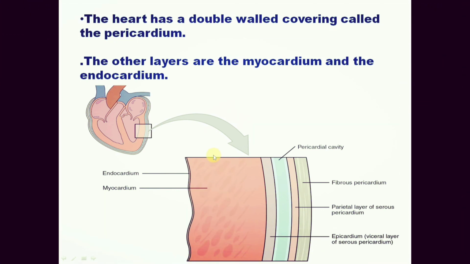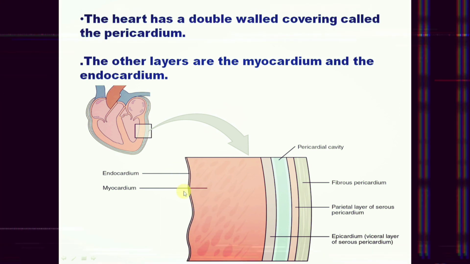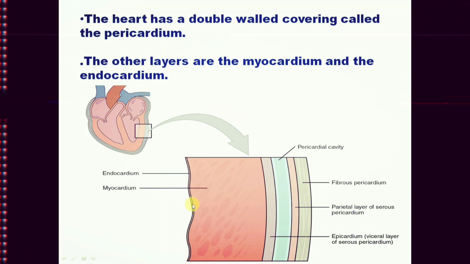Next, I discuss the endocardium. The endocardium consists of a single layer of endothelial cells, that is a thin smooth membrane which lines the myocardium internally.